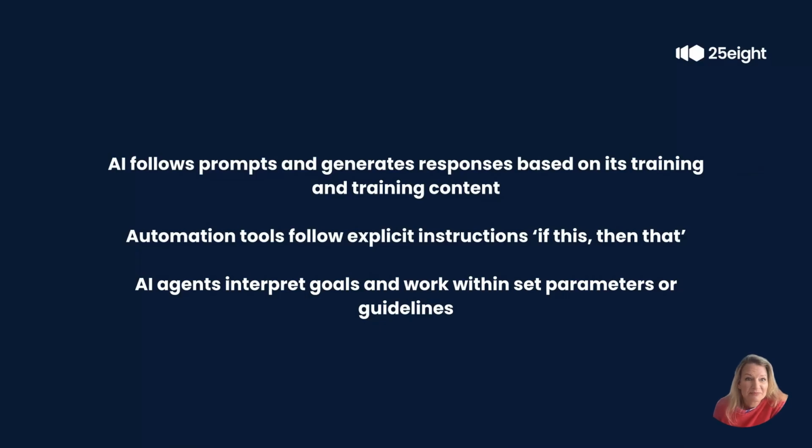AI follows prompts and generates responses based on its training and training content. Automation tools follow explicit instructions, if this, then that. AI agents interpret goals and work within set parameters or guidelines. AI agents aren't just automation tools. They're a new way of operating, but like any system, they only work as well as the structure behind them.